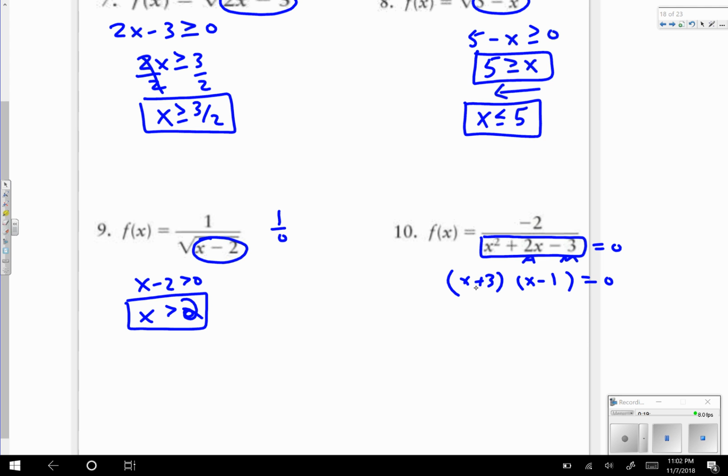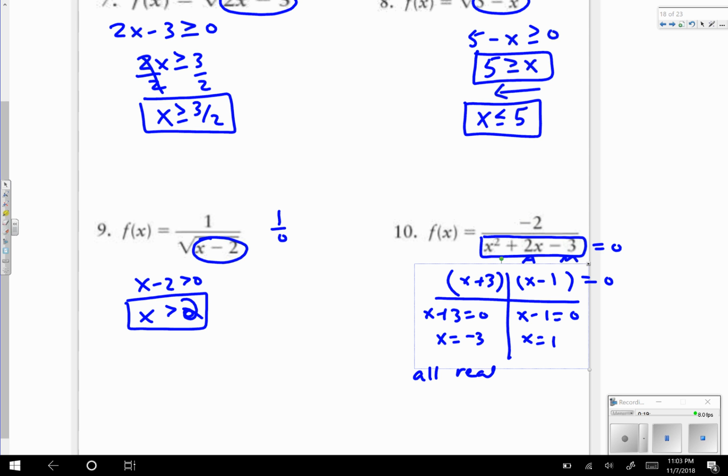So let's just check that. 3 times negative 1 is negative 3, and 3 minus 1 is 2. So that works out. And now you set each of these equal to 0. So x plus 3 equals 0 is one case, and x minus 1 equals 0 is the other case. Flip the sign, so you get x is equal to negative 3, or you get x is equal to 1. So our two cases that we cannot have are negative 3 or 1. So the domain is all real numbers except for negative 3 and positive 1.